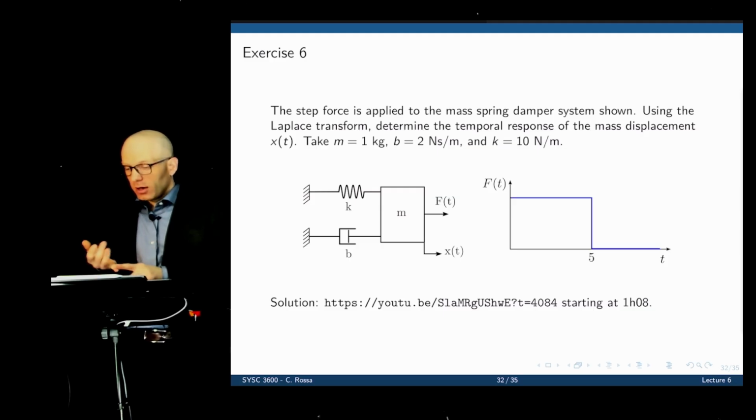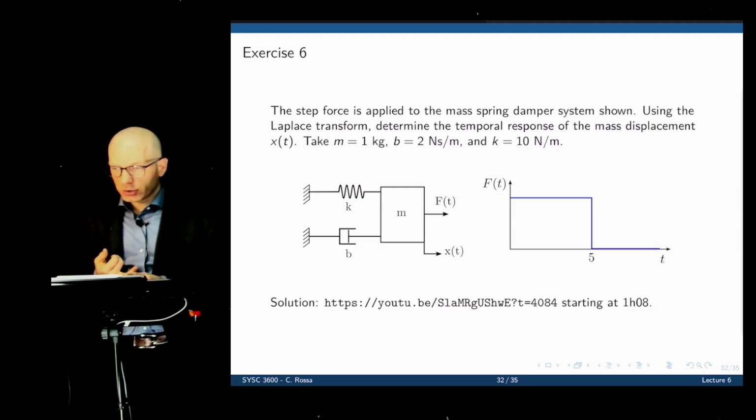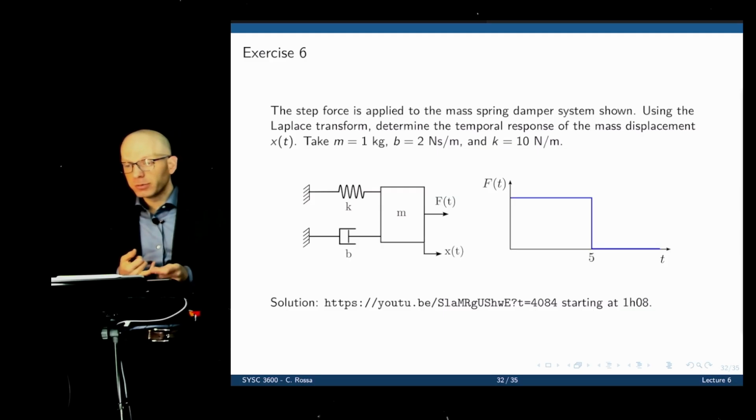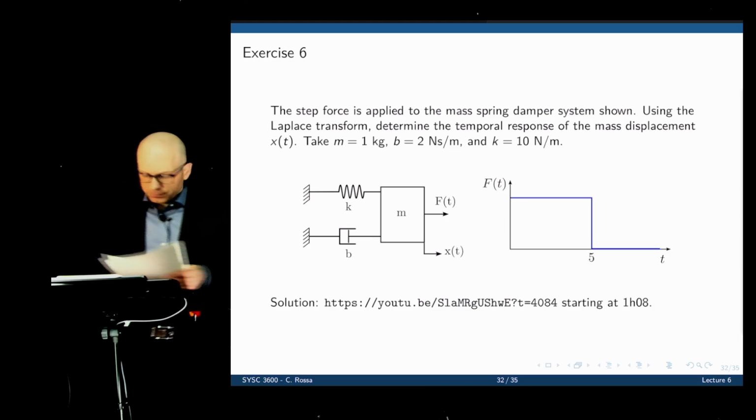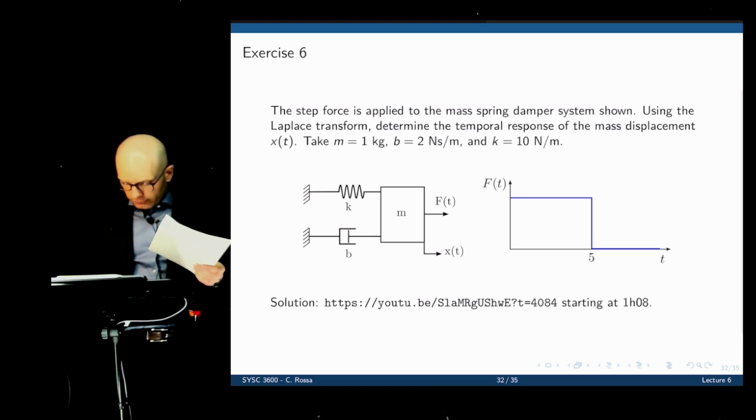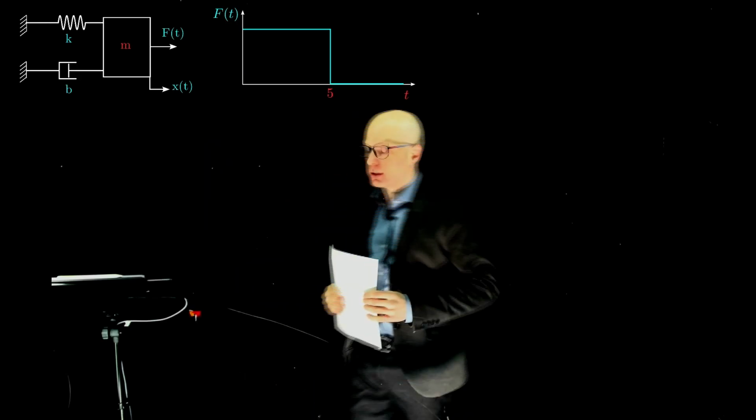Let's do that. Here we have mass is 1 kilogram, coefficient of viscous friction in the damper is 2 Newton second per meter, and the spring has a stiffness constant of 10 Newton per meter. So that's the system. This is the force we are applying to it.